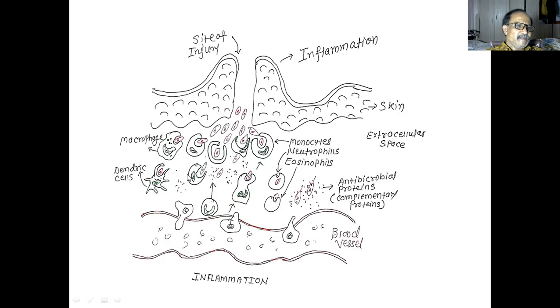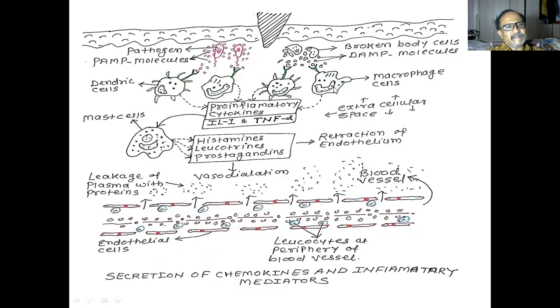Now, in meantime, macrophage cells and dendritic cells. These macrophage cells and dendritic cells firstly secreted the pro-inflammatory cytokines. Pro-inflammatory cytokines. These are interleukin 1 and TNF alpha. These pro-inflammatory cytokines again drive the macrophage and dendritic cells from the another part of body.